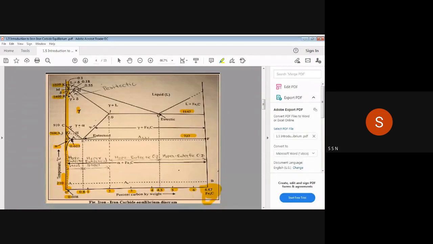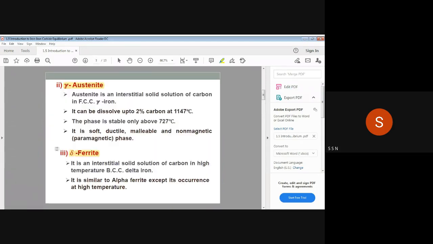And this delta iron, although both have the same BCC structure, delta iron will have the paramagnetic property. That means it is a non-magnetic property. Understand what is the difference between these two? Although the structure is the same in alpha and delta, they have different magnetic properties. Alpha iron will have ferromagnetic properties, and delta iron will have paramagnetic properties. So that we will see further.